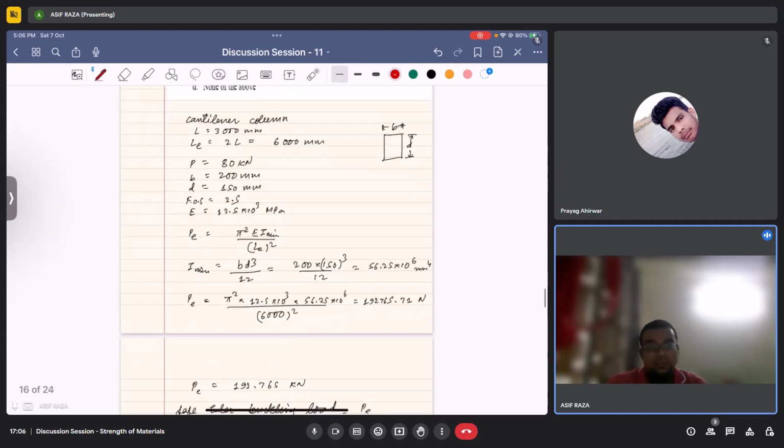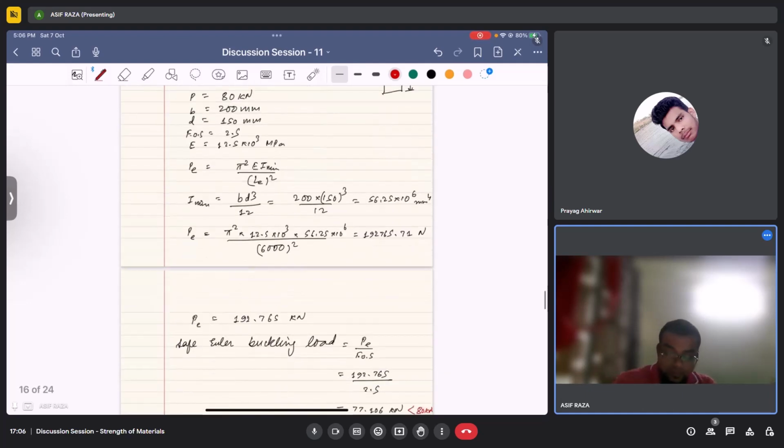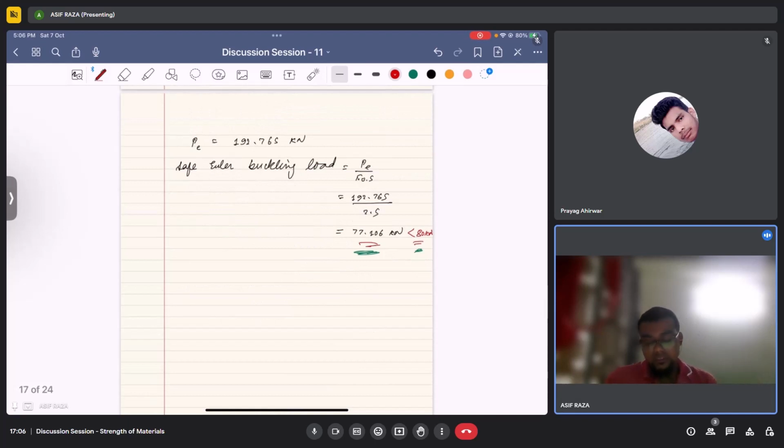Since my safety limit is till 77 kilonewton, it won't take the load of 80 kilonewton. So thus we would say it's inadequate to carry the load. Okay. If you have any doubt, you can ask.